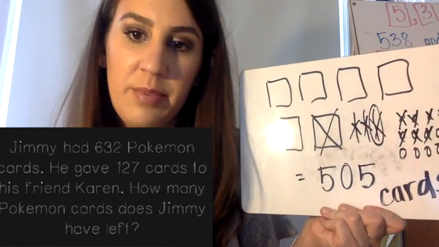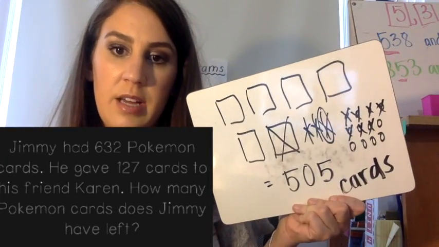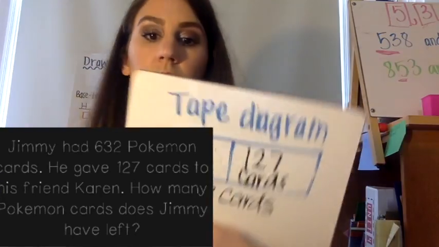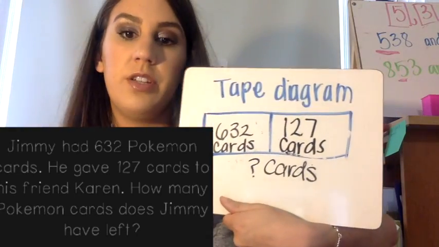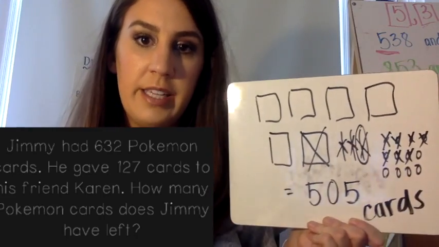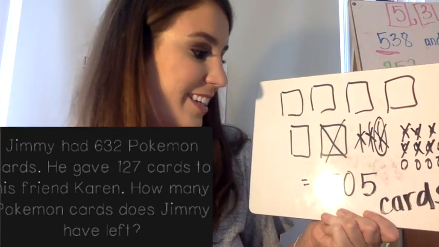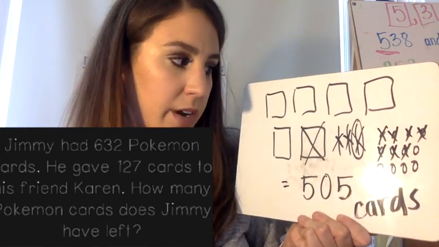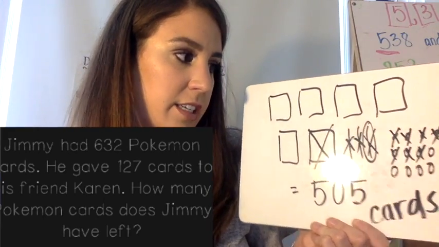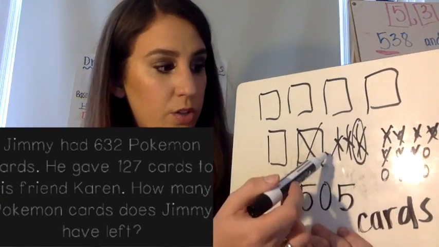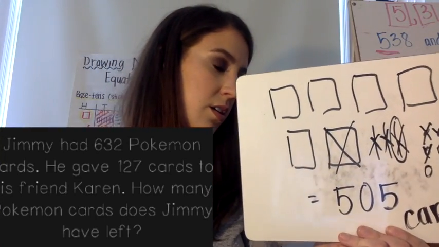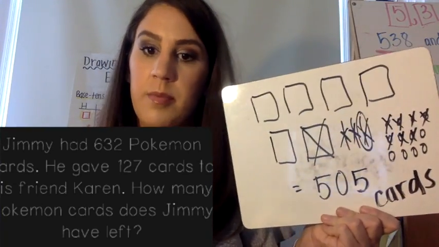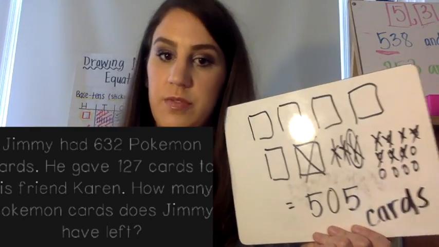Okay, boys and girls, here's my sample of how I solved. I drew my blocks, my sticks, and my dots. So remember, we started with 632 and we took away 127. What I did here was I crossed out. I first did my ones. I realized that I needed to decompose, so I decomposed first. Then I subtracted 7 ones, 2 tens, and 100 to get 505, and this is a word problem, so I made sure to mark it as 505 cards.